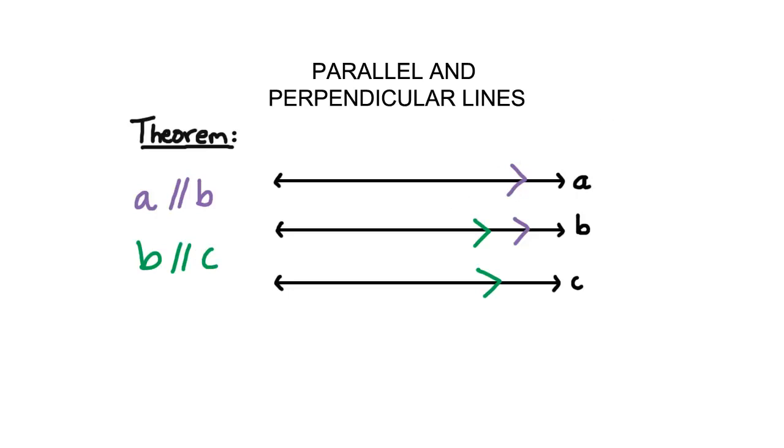Then we can conclude that line A is parallel to C. We can write it right over here. So A is parallel to C.